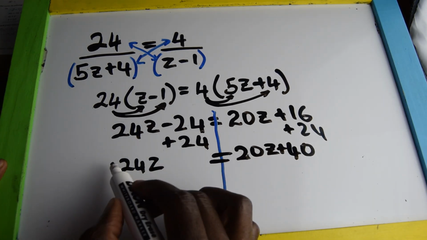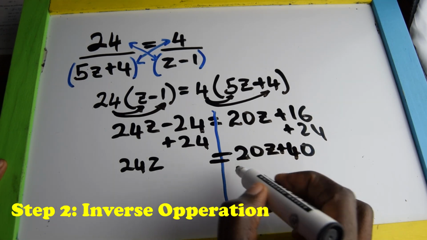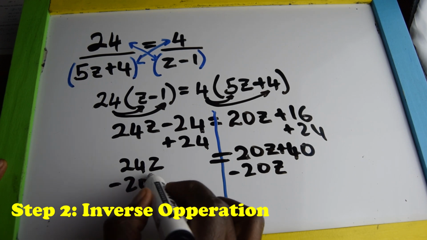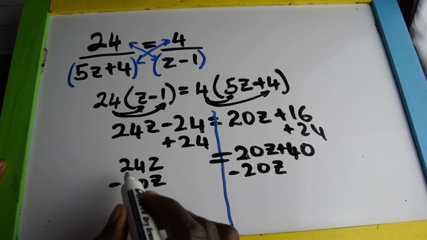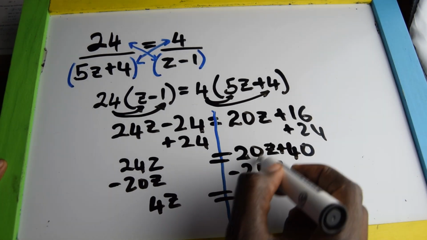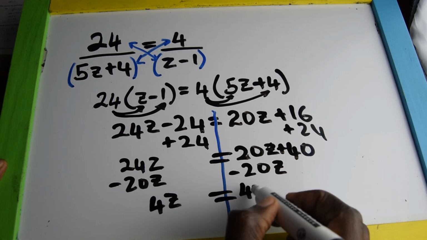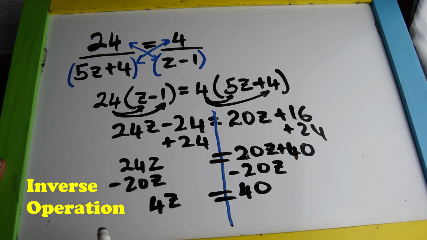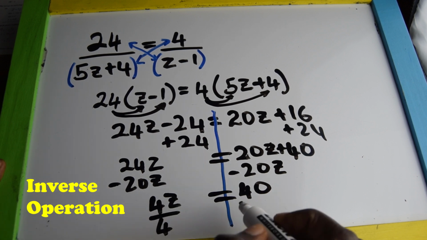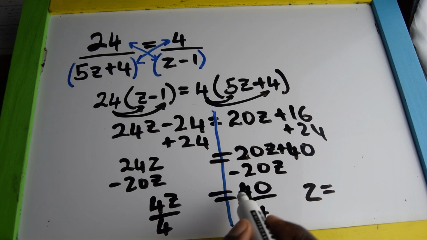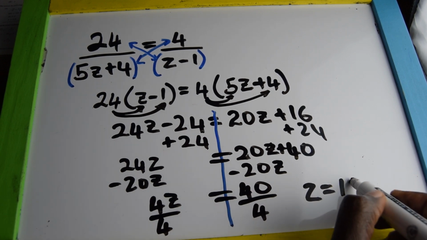How do I get this to the other side? I do the opposite operation. The opposite here is subtracting 20z from this side and subtracting 20z from this side. So 24 minus 20 is 4z equal to, now this has cancelled out, now we have 40. How do you get z by itself? This is 4 multiplying z. You divide this side by 4 and divide this side by 4. So z is equal to, now 40 divided by 4 is 10.